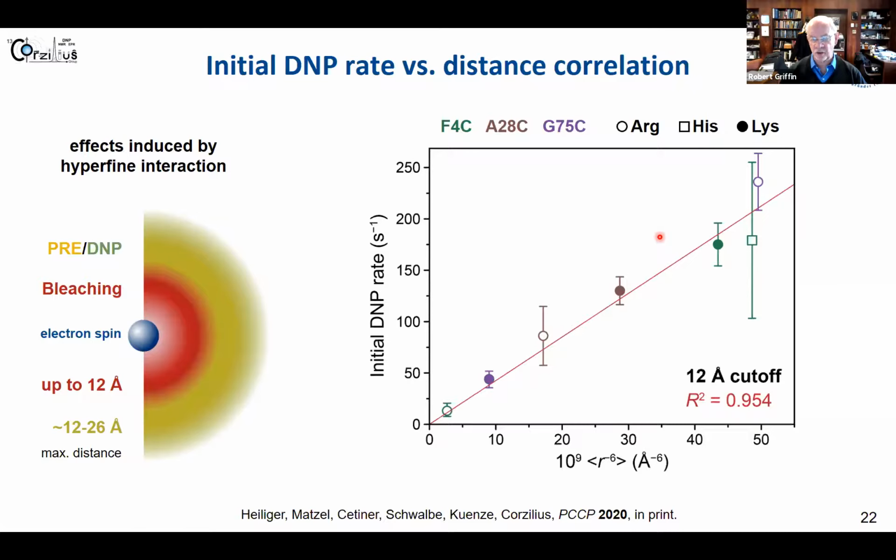Okay, so there are two or three questions already. So from an anonymous attendee: why does the spectra change for gadolinium A28C ubiquitin? Is it due to differential enhancement of different sites?